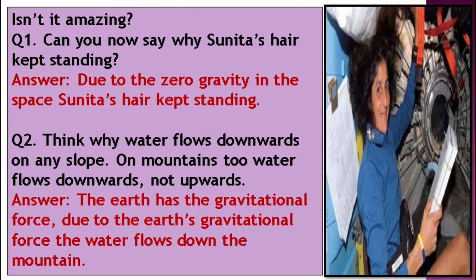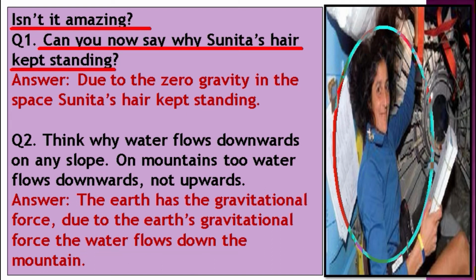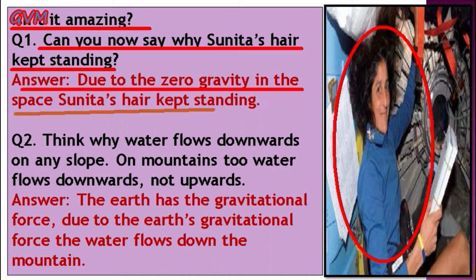Now students, here are some more questions to discuss. Question number 1 is, can you now say why Sunita's hair kept standing? Students, as we already discussed this question many times, in space there is zero gravity, means to say there is no gravity at all, and due to this Sunita's hair kept standing.